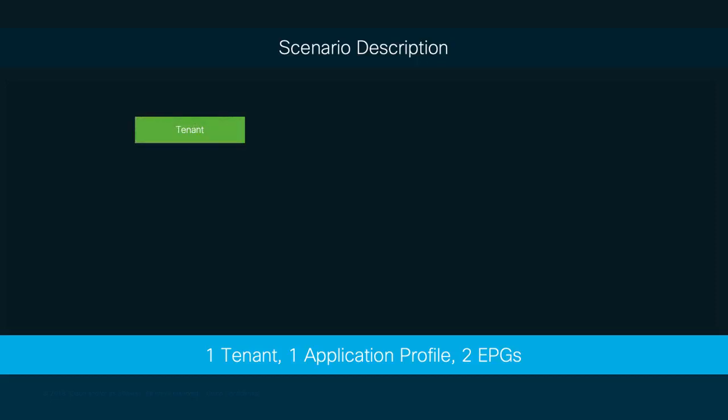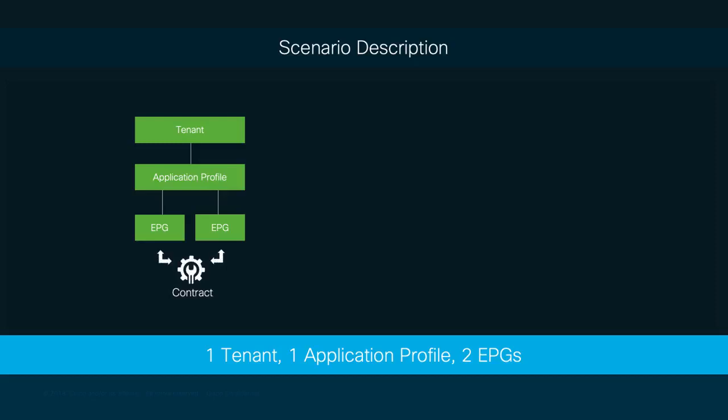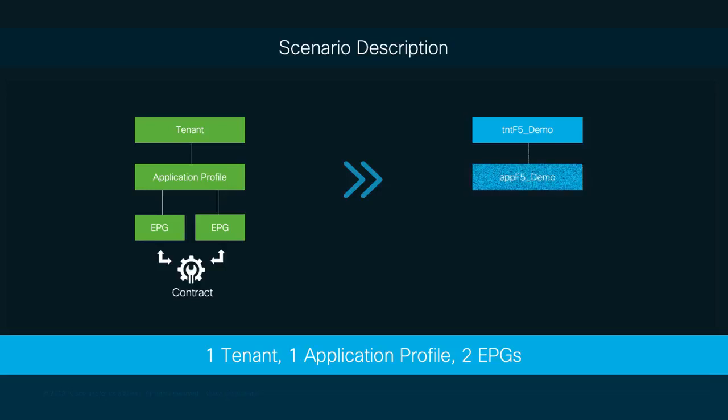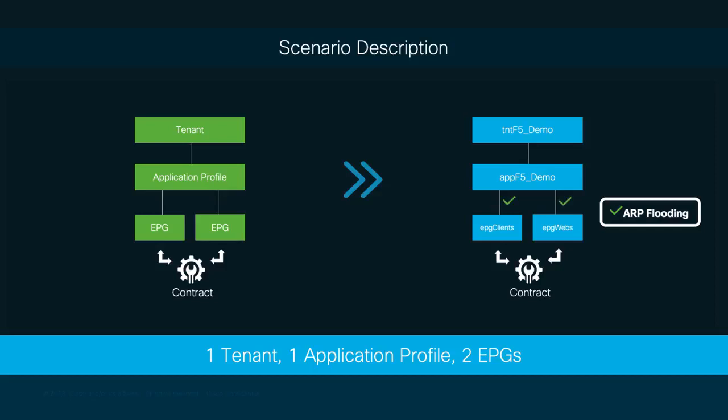In our scenario, we have a pre-configured tenant with 1 application profile and 2 EPGs communicating through a contract that allows all traffic. The tenant name is TNT F5 Demo, and it has a single VRF. The application profile's name is App F5 Demo, and its 2 EPGs are EPG Clients and EPG Webs, each with an associated bridge domain. As covered in previous chapters, both bridge domains have ARP flooding enabled to make sure we can successfully insert L4 to L7 services between them.